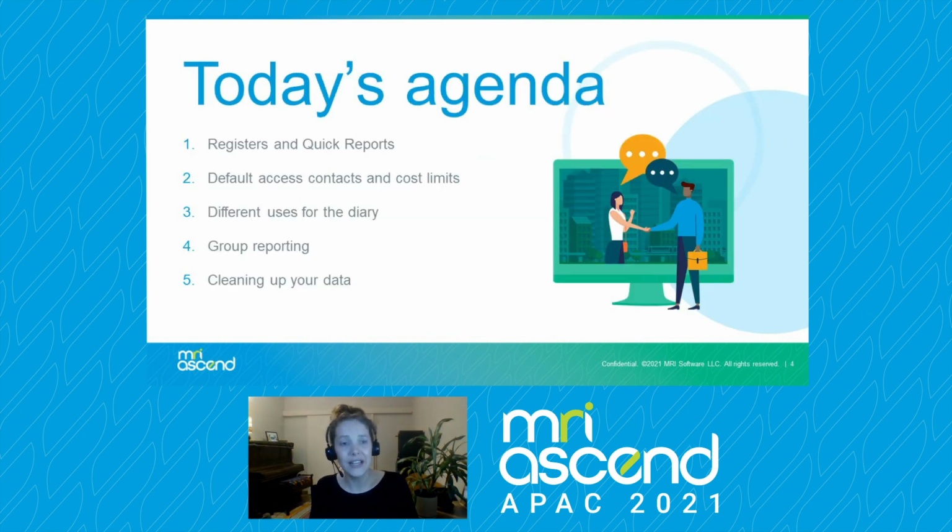In terms of the content for today, first up we've got registers and quick reports and ways that you can use these functions to suit your unique management style. Then we've got default access contacts and cost limits. We've got the diary function and all of its different uses. Group reporting, which I'll show you what this function is, and then how to manage your larger projects or multiple OCs using this function. And then lastly, a few things to assist you with cleaning up your database so that you can use all of these functions to their full potential.